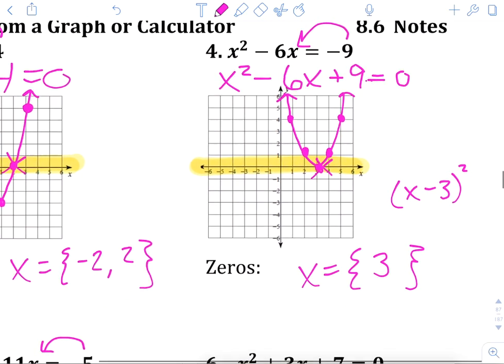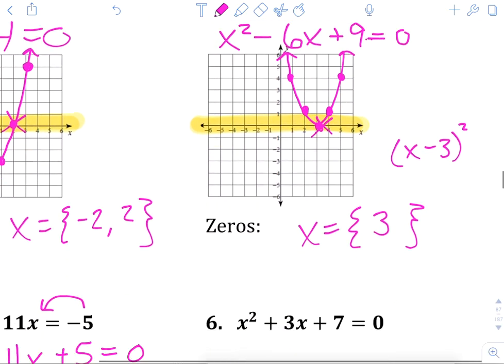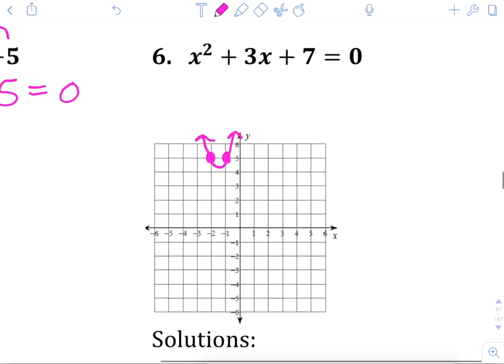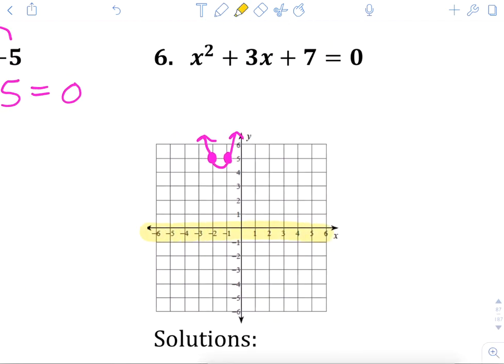Okay. All right, I'm going to skip 5 for a second. Let's look at number 6. If I ask you on problem 6, where did this graph hit the x-axis? Well, it very clearly doesn't touch. So can you make a note of that? Does not touch x-axis.